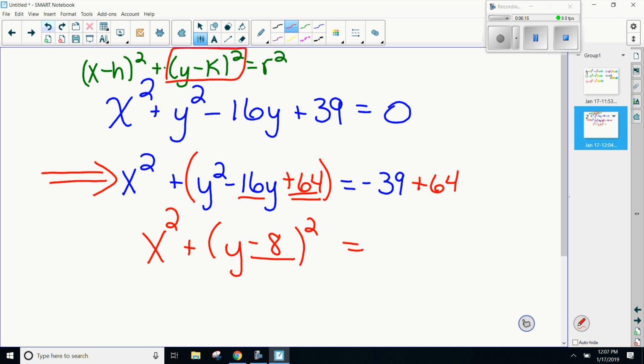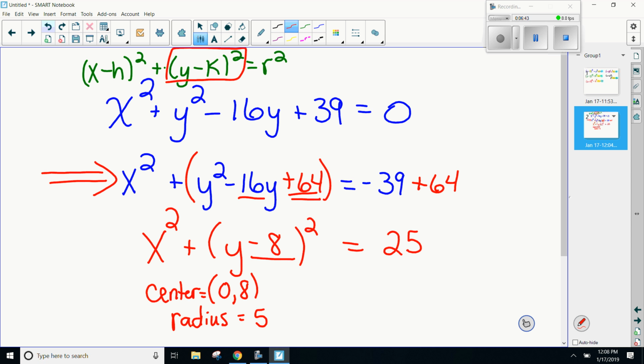What is 64 minus 39? Is it 25? What is the center of your circle? Now is it in a format you can tell me more about your circle? Yeah. What is the center of my circle? The center is 0, 8. What is the radius of your circle? 5.